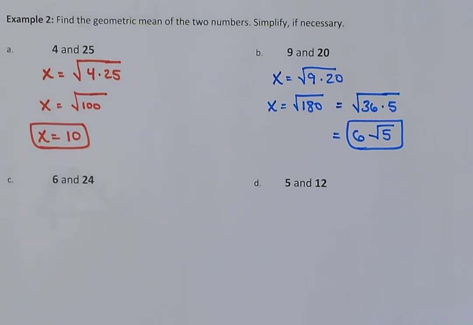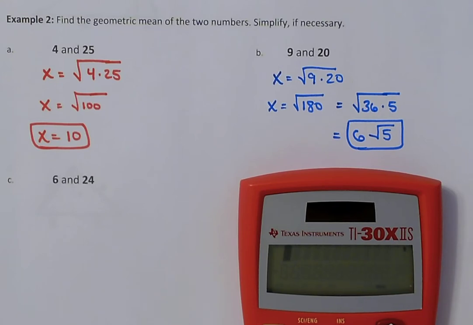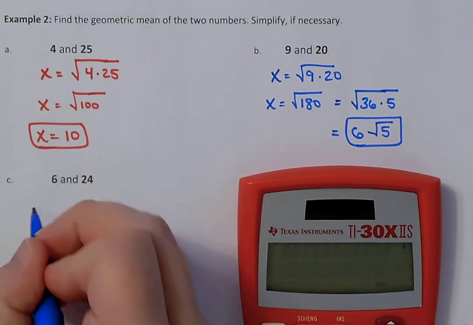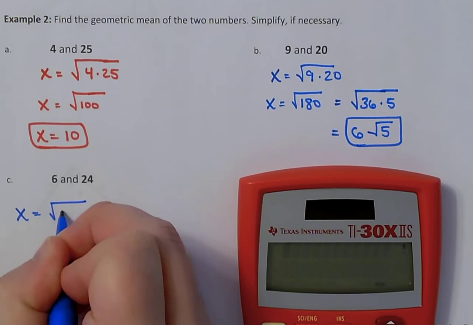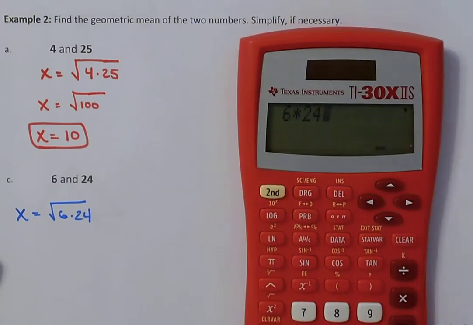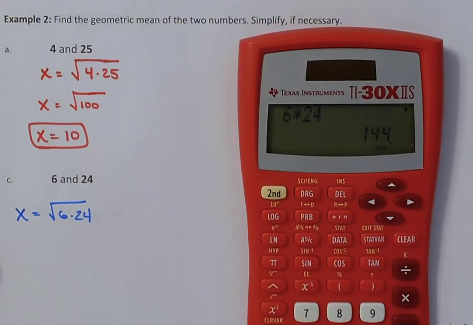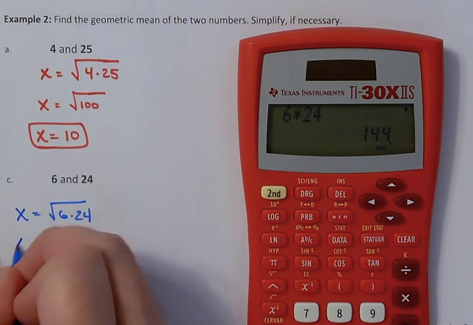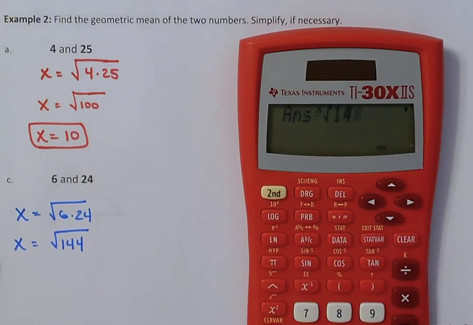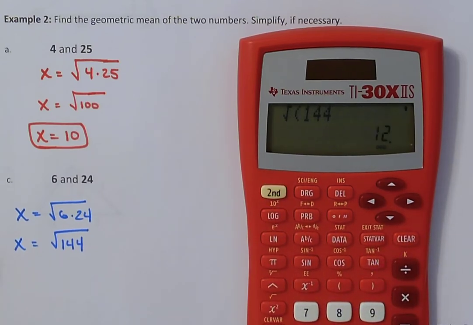All right, so to go through and continue our practice, for C, we need to find the geometric mean of 6 and 24. So if we go through and do this for part C, again, we're going to have x equals the square root of 6 times 24. 6 times 24 is going to give us 144. And if we check, if I take the square root of 144, we end up with 12.